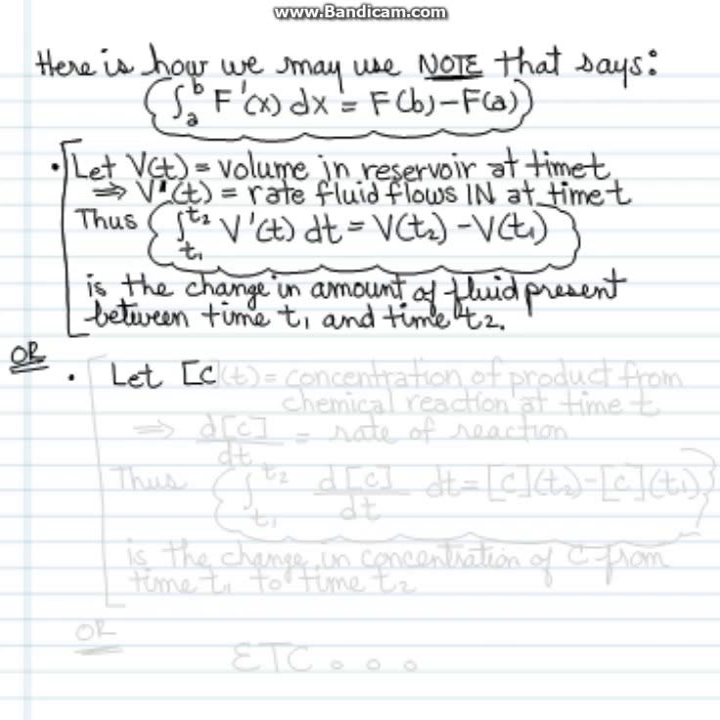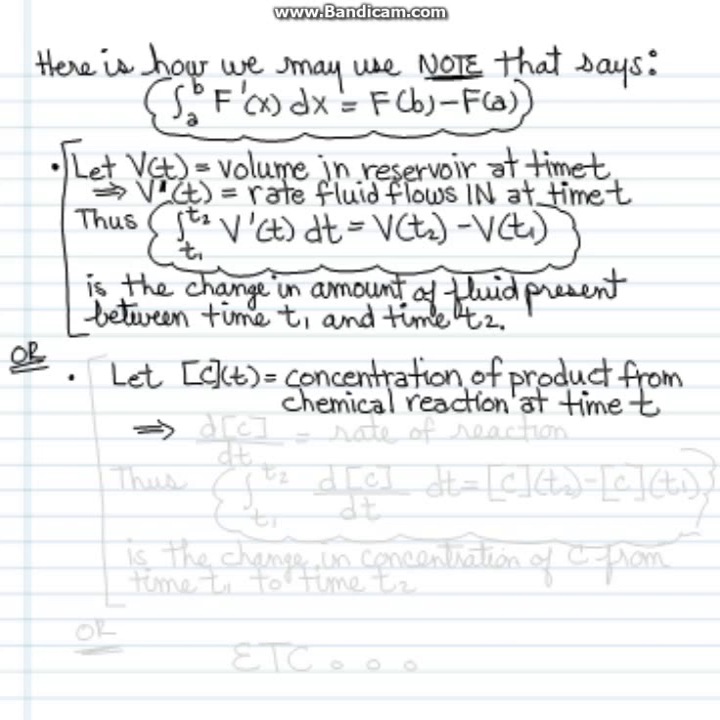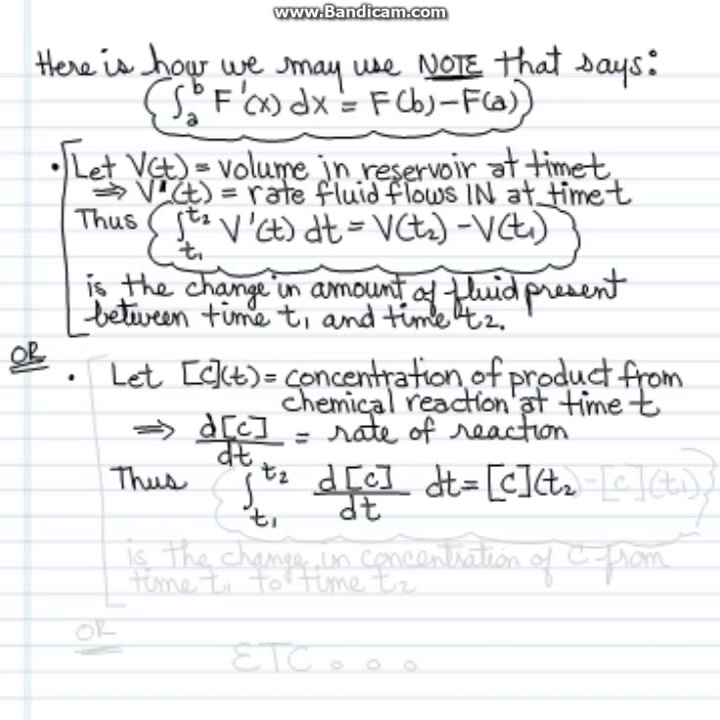Or another example would be bracket C of t being the function that equals the concentration of a product from a chemical reaction at time t. Then the derivative dC/dt is equal to the rate of that reaction. That's the rate of change with respect to time. Thus, the integral of the derivative of bracket C dt is equal to the concentration at time t2, the latter time, minus the concentration at time t sub 1.